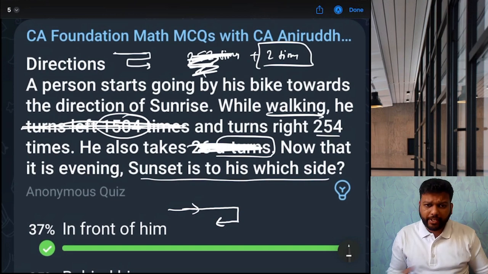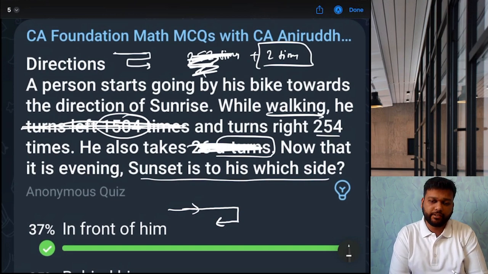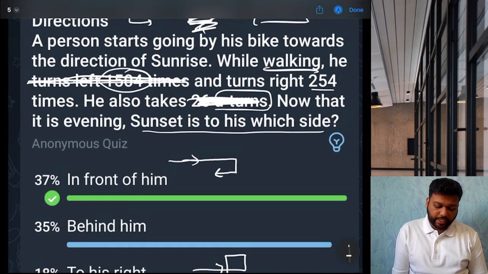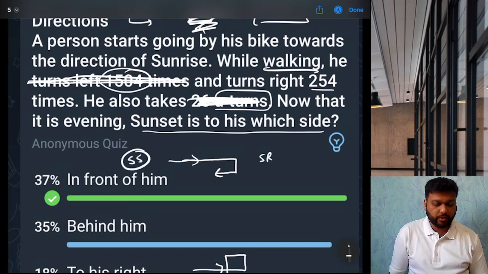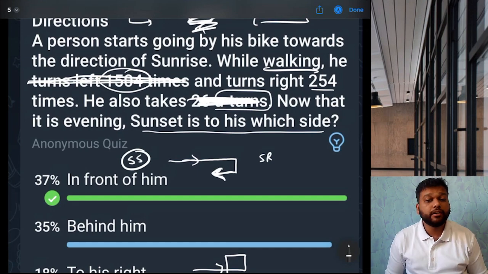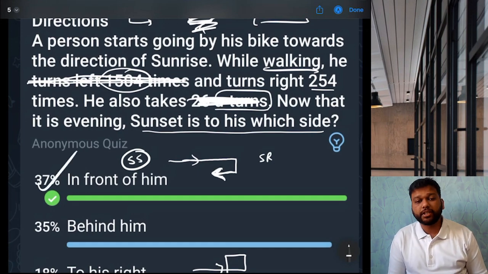Now that it is evening, sunset is to his which side? Now if you see, sunrise is here, east. So that means west is here, sunset. Okay. So if you see, sunset is in front of him because he is now facing towards west. So in front of him is the correct answer.